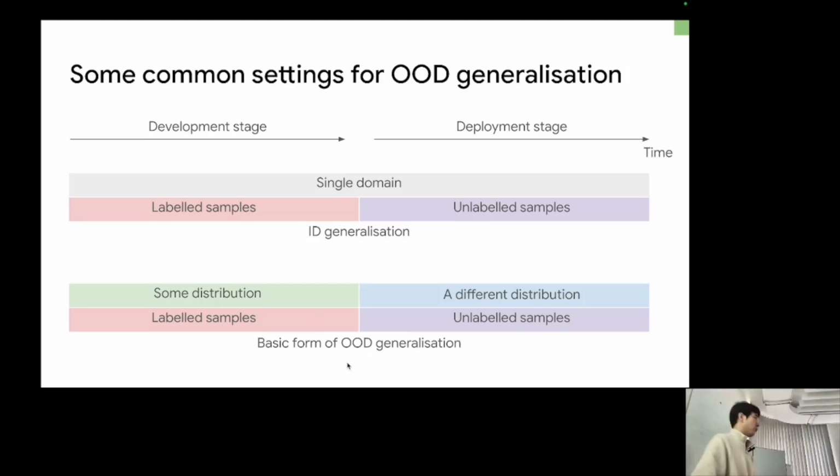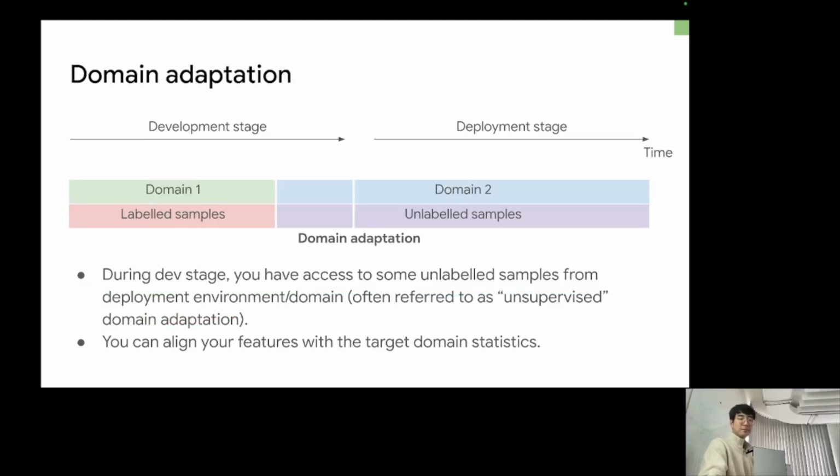What is the basic form of OD generalization? You'll have some distribution during development, and then you're going to have a different distribution during deployment. But during development, of course, you'll have labeled samples, and at test time, you'll have unlabeled samples to solve the problem on. So that's one general formulation, but there are specific instances of this, like domain adaptation.